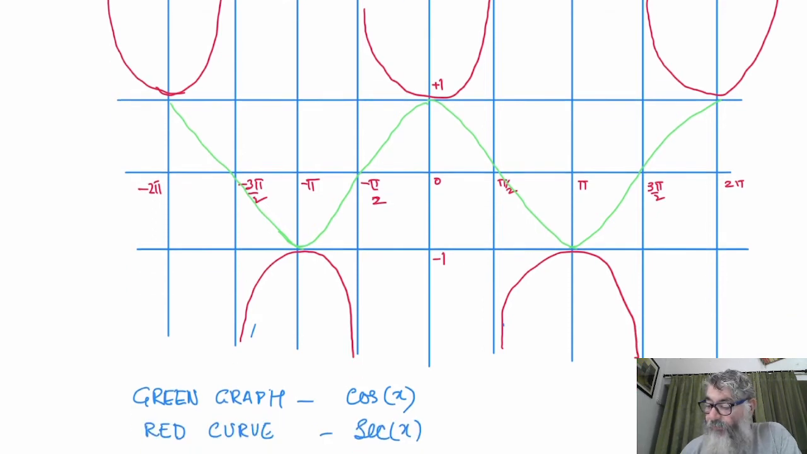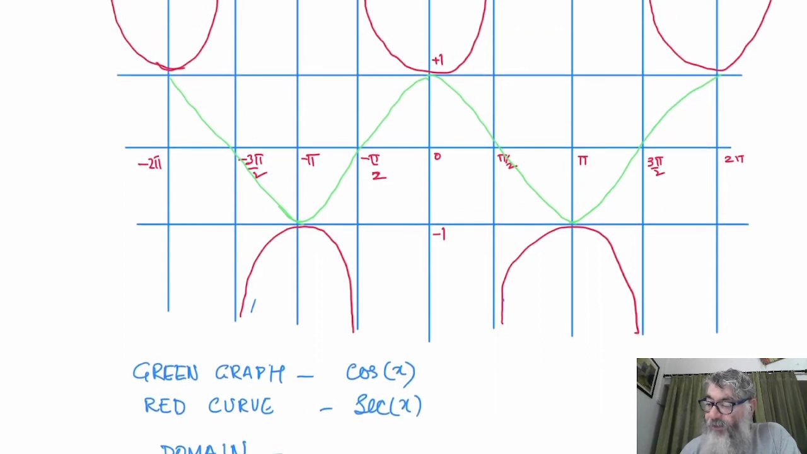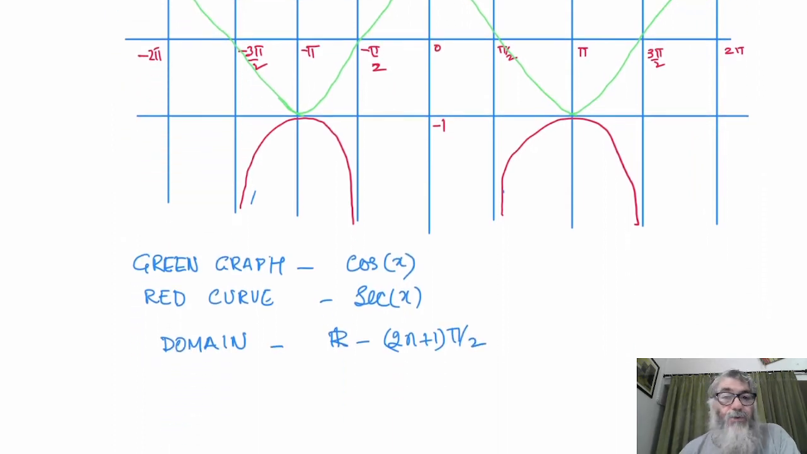So let us see what is the domain of this function. The domain is that it is not defined at these points. Otherwise, it is the set of real numbers: R minus (2n plus 1) pi by 2, because the curve is not defined at those points.